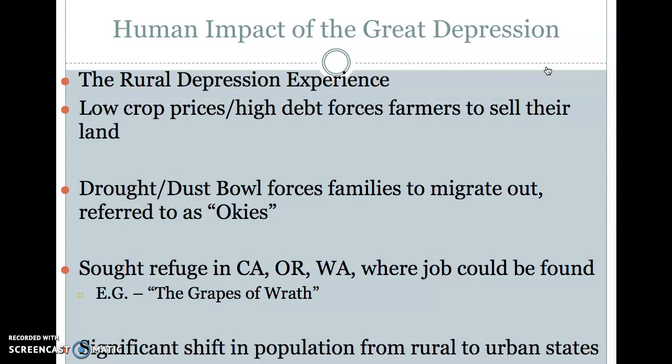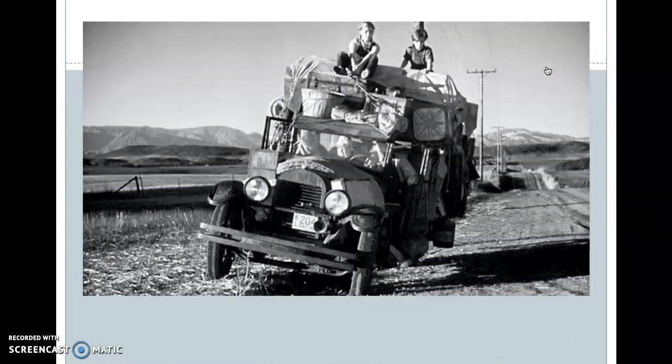Typically, they head even further west into California, Oregon, or Washington, where any form of job could be found. The famous John Steinbeck novel, The Grapes of Wrath, takes place with these Okies leaving the Midwest to settle in California. So you're going to see a significant shift in population from the middle of the country to more urbanized states along the coast.